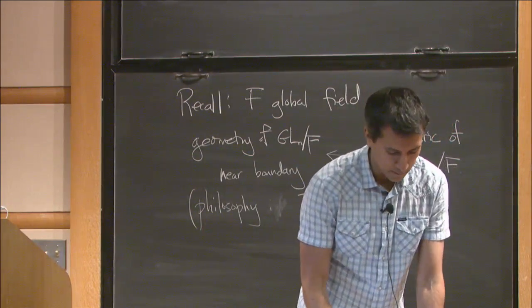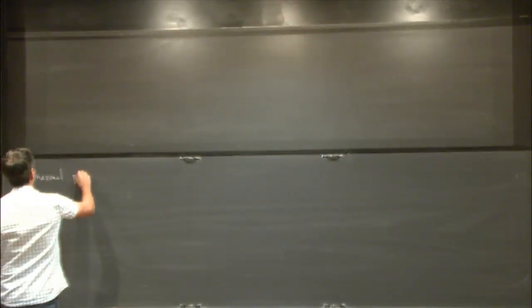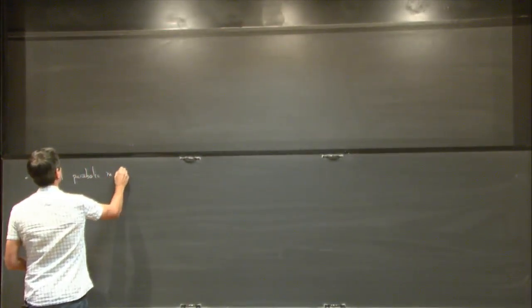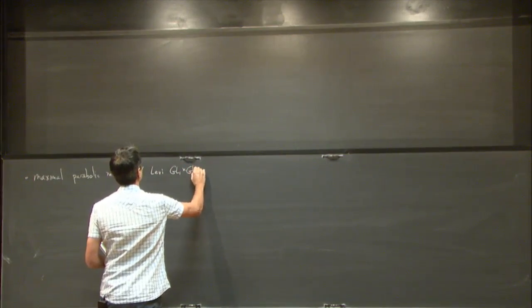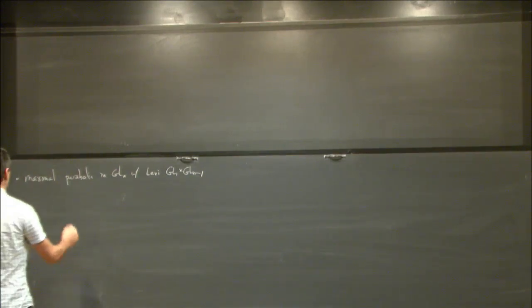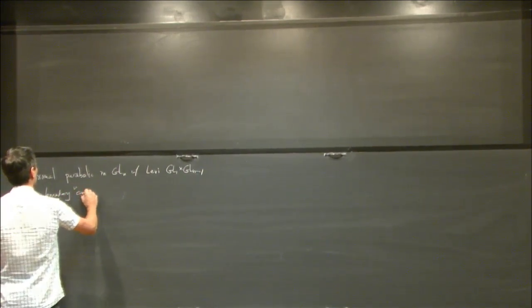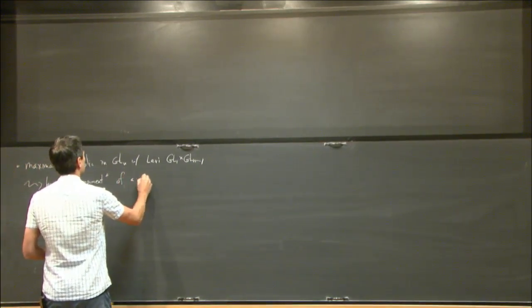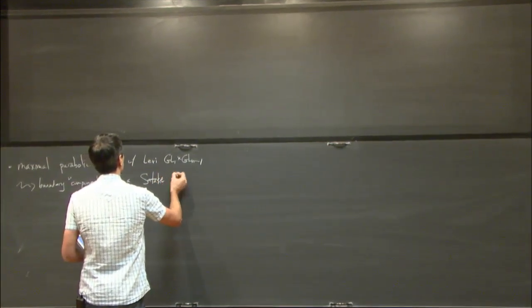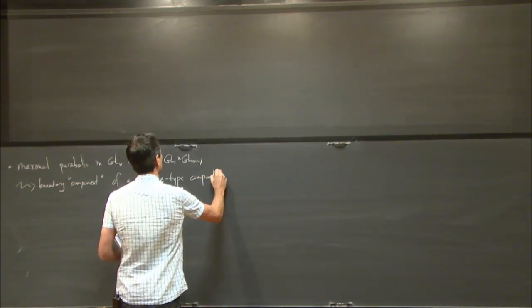So, for instance, we want a maximal parabolic in, say, GLN with Levi GL1 cross GLN minus 1. We would take it to contain the upper triangular matrices. That should give us a boundary component, I guess components in quotes here. So some piece of the boundary of a Satake type compactification of our arithmetic quotient.